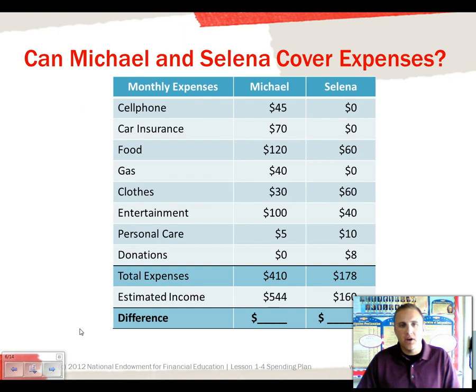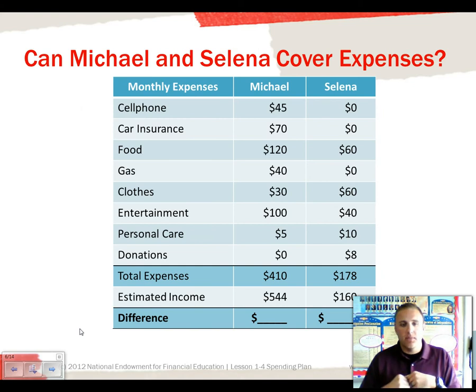Selena, on the other hand, we know doesn't have a cell phone or a car insurance payment. She doesn't even pay for gas. Why? She's a freshman. She can't drive. So even though her costs are a little bit lower, they still somehow, some way reflect her personal preferences. Selena spends much less money on food than Michael does. But she doubles the amount of money that Michael spends on clothing.